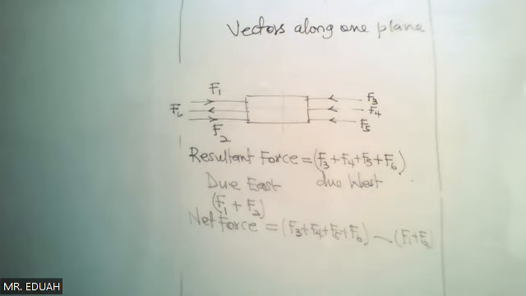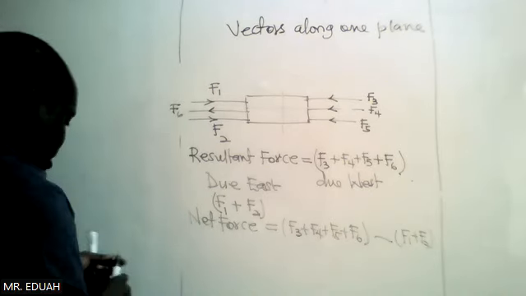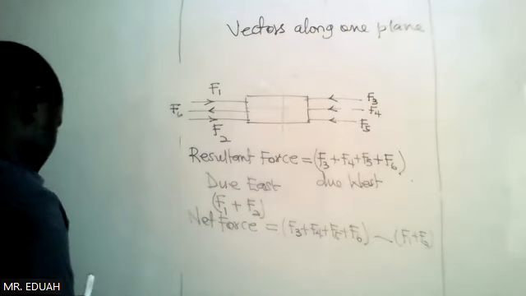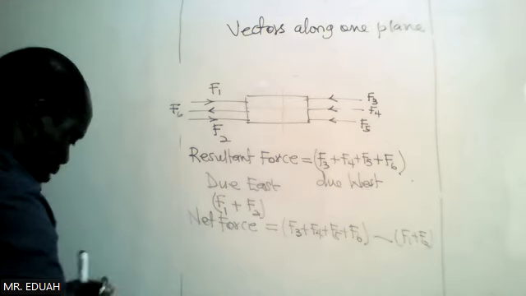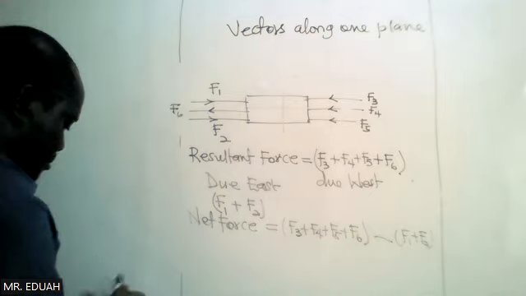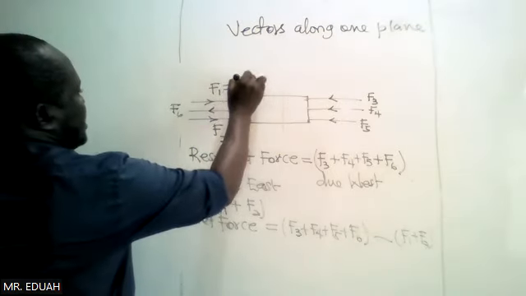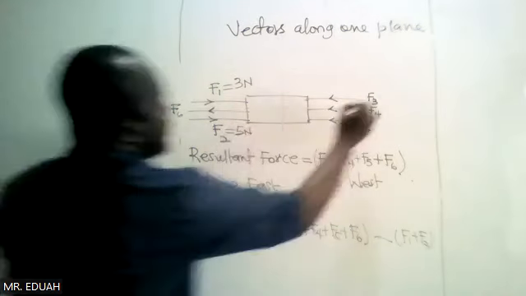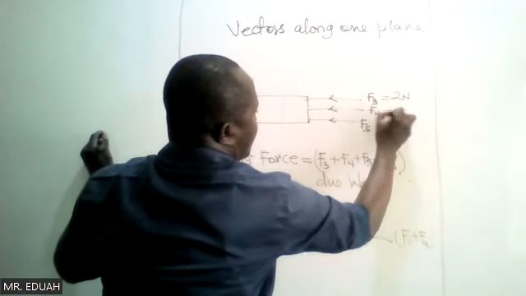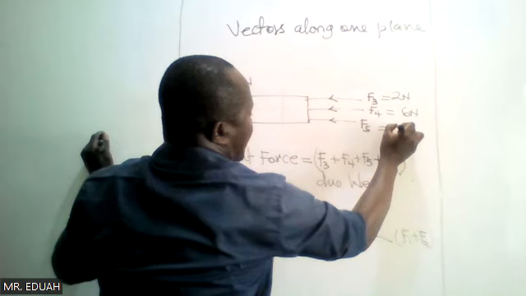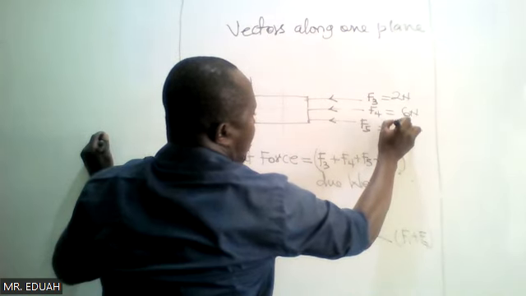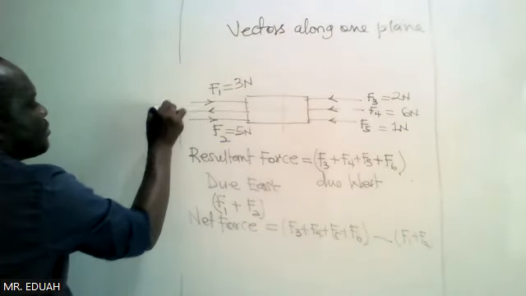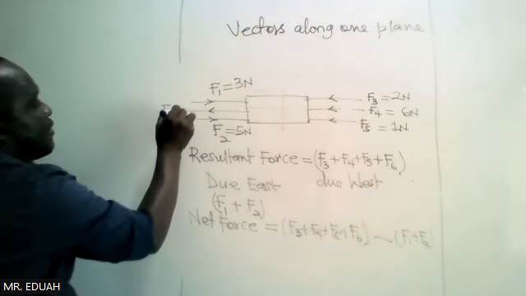Example. Let's assume F1 is 3 Newton. I want to change the marker. F1 is 3 Newton, F2 is 5, F3 is 2, F4 is 6, F5 is 1, and then F6 we have 3.